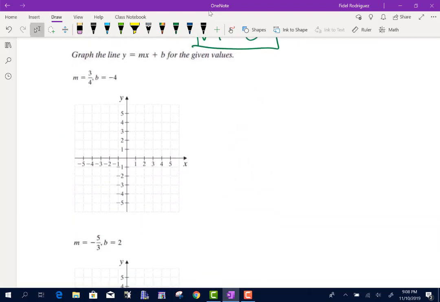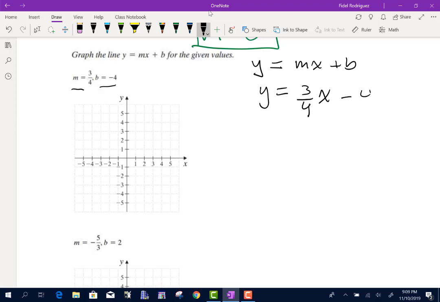It says graph the line y equals mx plus b for the given values. Okay. So what we're going to be doing here, guys, we're going to be drawing a line. What I'm going to do is write out the equation that we have. Y equals mx plus b. And all I'm going to do here, guys, is fill in the blanks. Y equals m. What is our m? 3/4. There's my x, okay? And b is the number -4, so instead of writing a plus -4, I'm just going to write a -4.